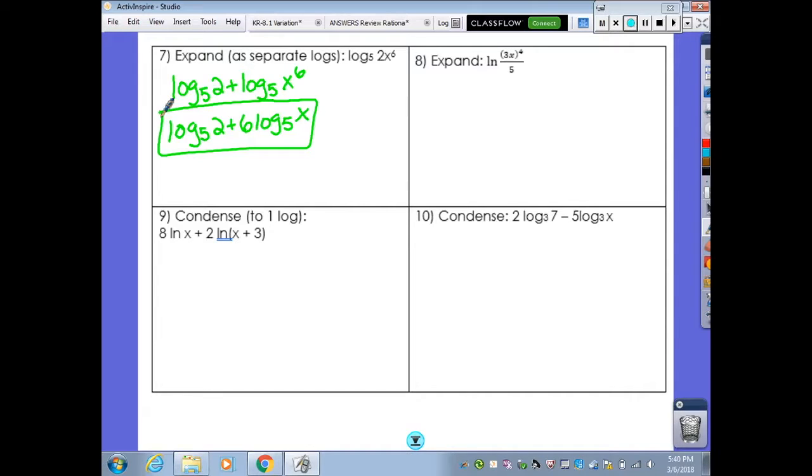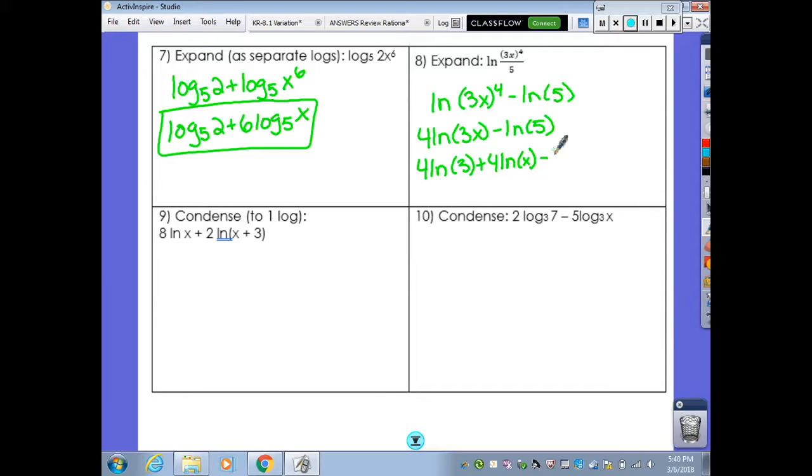Now let's look at the next one. We know these are dividing, so we can separate it right away. ln of 3x to the 4th minus ln of 5. We know we can bring an exponent out front, so now we have 4 ln of 3x minus ln of 5. And we know these two are multiplying, so we need to distribute our 4: 4 ln of 3 plus 4 ln of x minus ln of 5. And this is going to be our final answer.